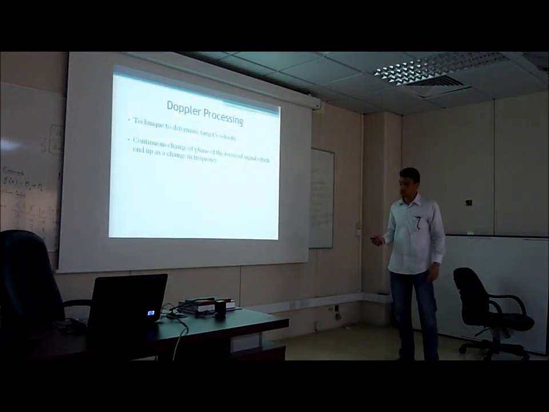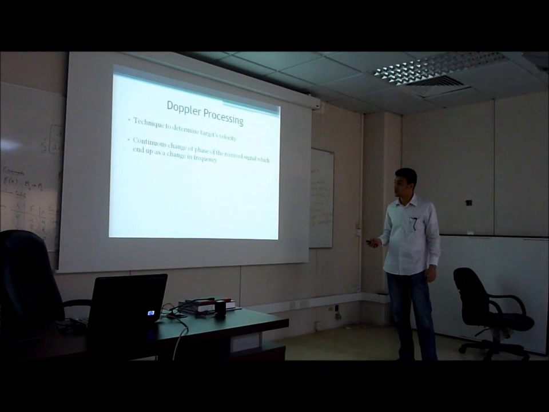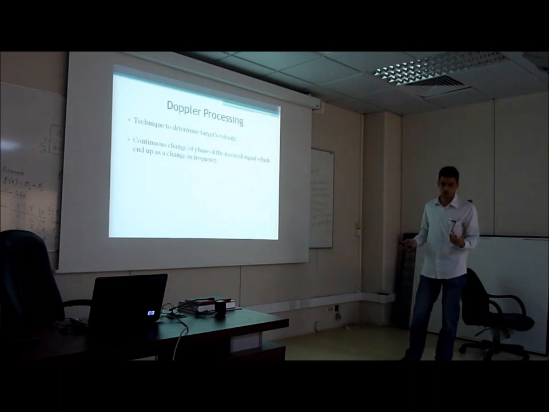Doppler processing is a technique to determine target velocities. Doppler processing works by detecting the continuous change in phase of the received signal, which ends up as a change in frequency. This is how the radar detects the velocity of the target. We'll have a video illustration of this coming further.